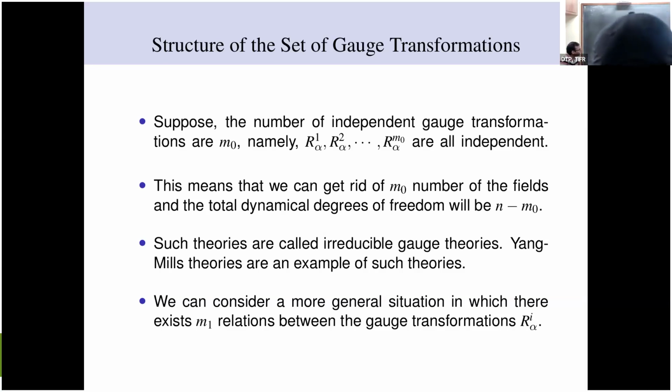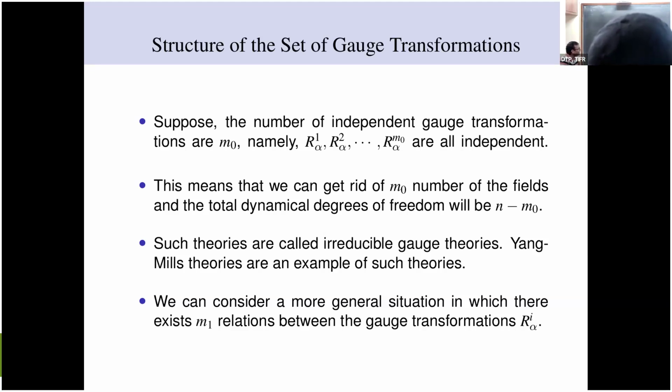If all of these are independent, then we can get rid of this m naught number of fields, and the total dynamical degrees of freedom will be n minus m naught. To begin with, suppose you had n degrees of freedom in the system and m naught independent gauge transformations. Then you have n minus m naught dynamical degrees of freedom. Such theories are called irreducible gauge theories, and Yang-Mills theory is an example.